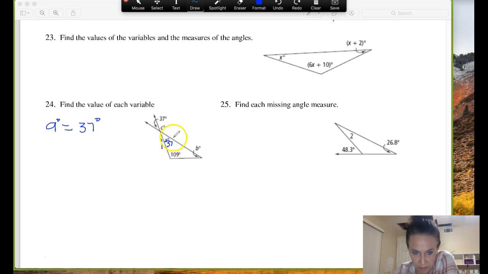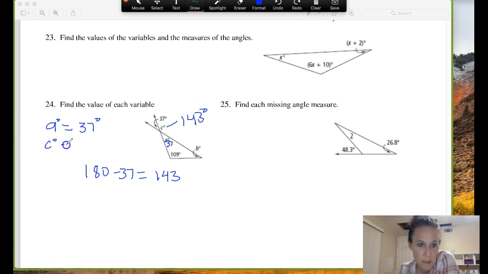Okay, now this makes a straight line right here. So if that's 37, you can figure out that because together they have to be 180. So to figure out C, I'm going to go 180 minus 37, and that's going to give me 143. So right there, C has to be 143. So I'm going to go C is 143.